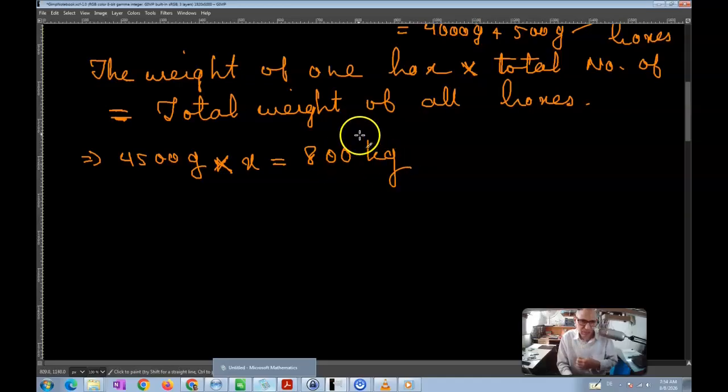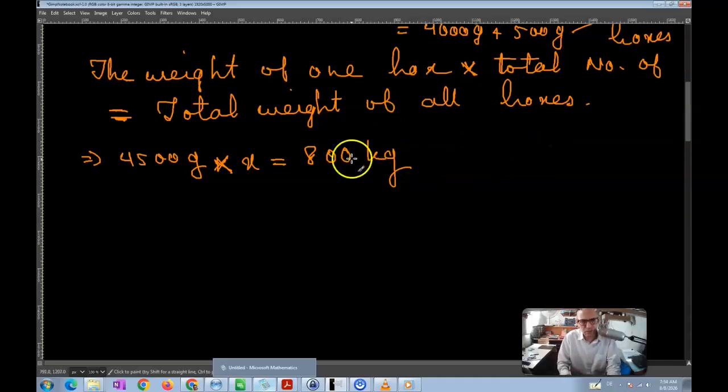Now you see that there is a problem in the equation that I have written. In my equation, this weight is in grams and this weight is in kilograms. And of course it's going to cause problems, because in a single equation all the weights have to be the same, otherwise it's not going to be an equation in the first place.